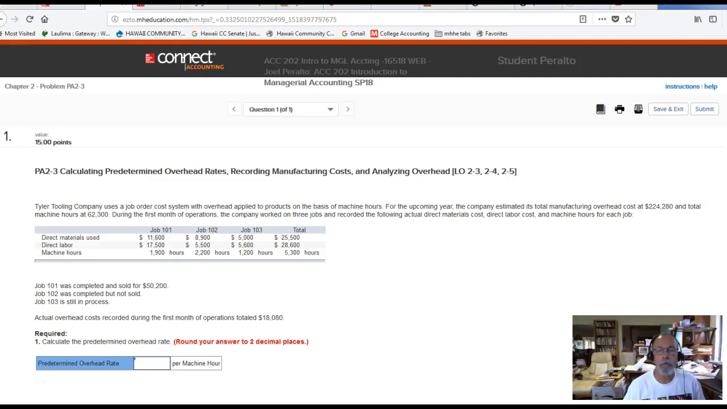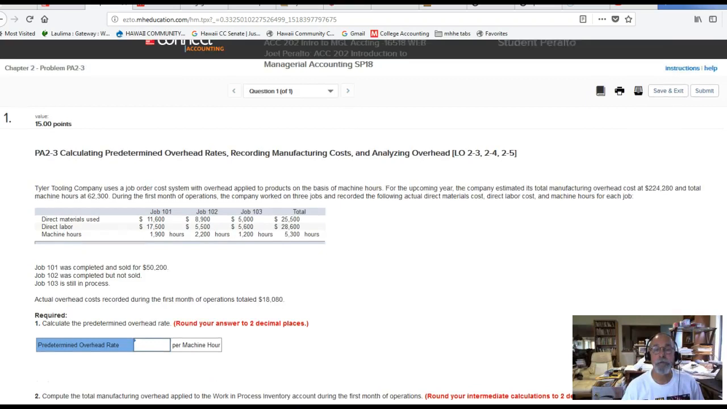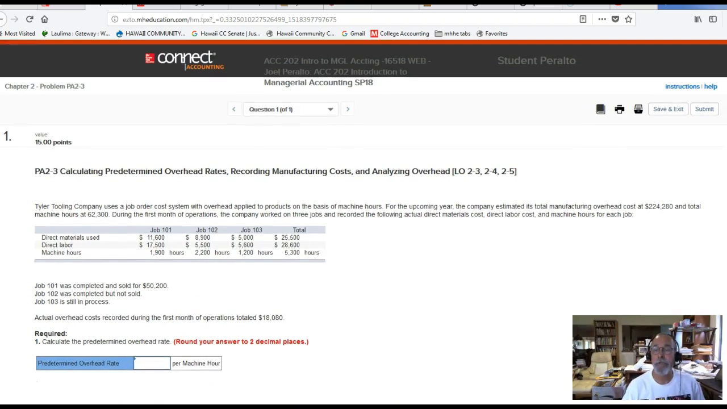Okay, we are working on PA2-3, calculating predetermined overhead rates, recording manufacturing costs, and analyzing overhead. And again, we're working in Chapter 2, which covers job costing. This is manufacturing accounting, and we are focusing on job cost accounting.